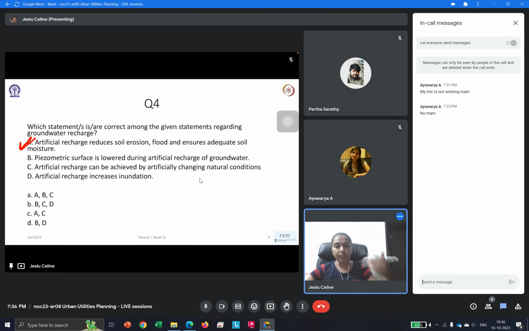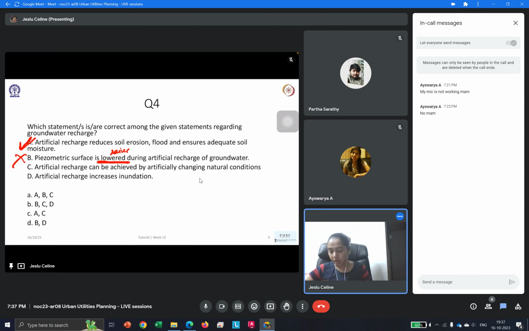Now when you're artificially recharging the groundwater, will that surface increase or decrease? Will the imaginary line go up or go down? It will go up, ma'am. It will go up because you're recharging the groundwater, so the water level will increase. So this statement is wrong because it says the piezometric surface is lower during artificial recharge, whereas actually it will be raised. So this is wrong in that aspect.